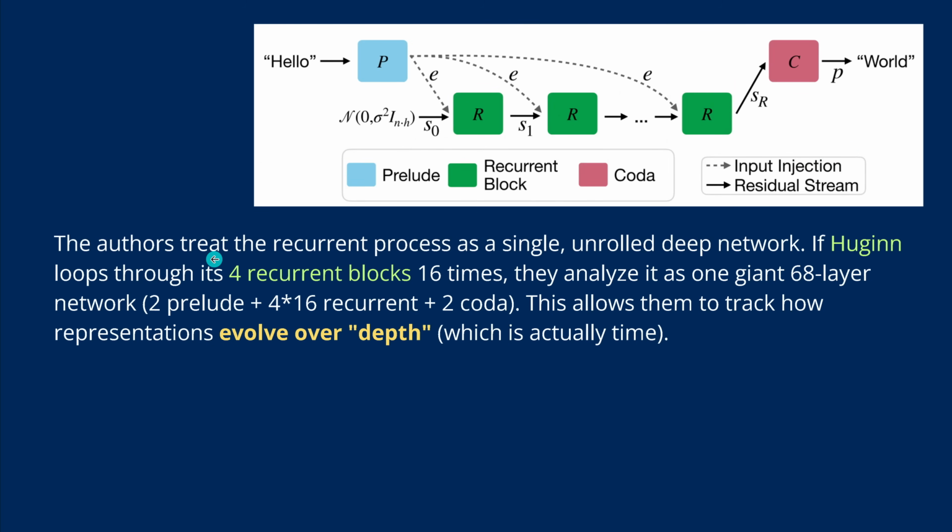So the authors use a simple recurrent process. They loop through 4 recurrent units 16 times, and they analyze it as a giant 68-layer network. Because, as I told you, 2 prelude, 4 times 16 recurrent, and 2 coders. Those are all the blocks that we have. This allows them to track how the representation of these vectors evolves over the depth, because now we have 68 layers. Of course, this depth is an artificial, reused, reiterated depth. Therefore, it is converted to time, if you want.